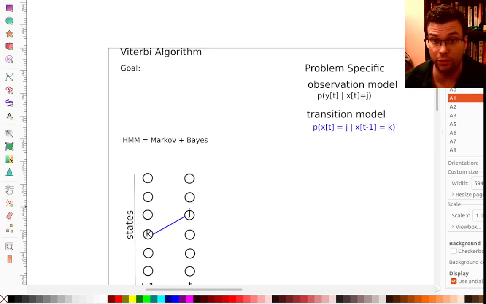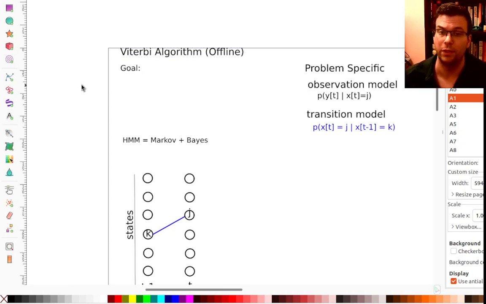Okay, now we're ready to talk about the Viterbi algorithm. This is an offline algorithm, as opposed to the Bayes filter, which was an online algorithm. With the Bayes filter, we get a new measurement, and right then and there, we can update the probability distribution over our state space, given the new measurement.